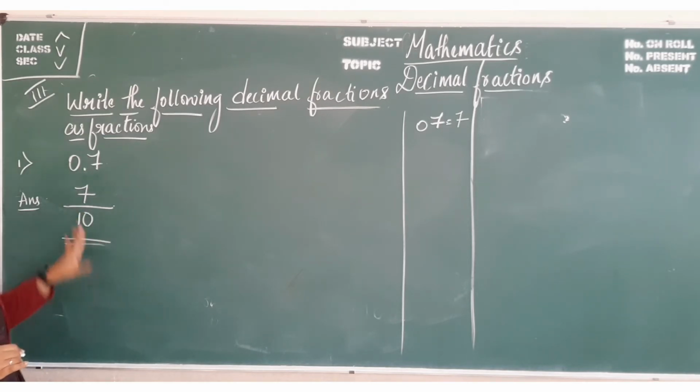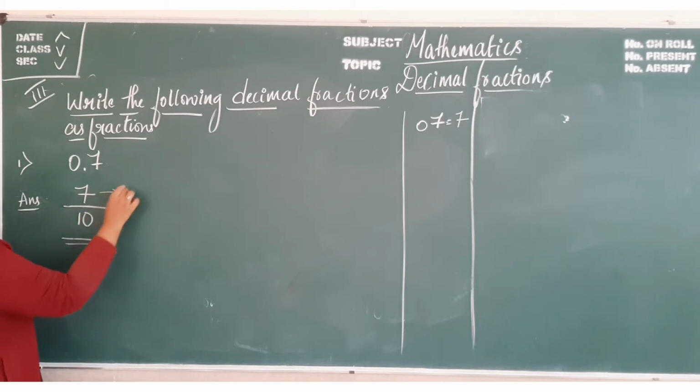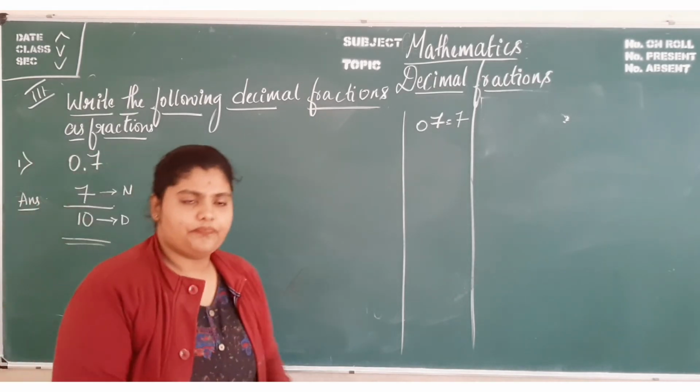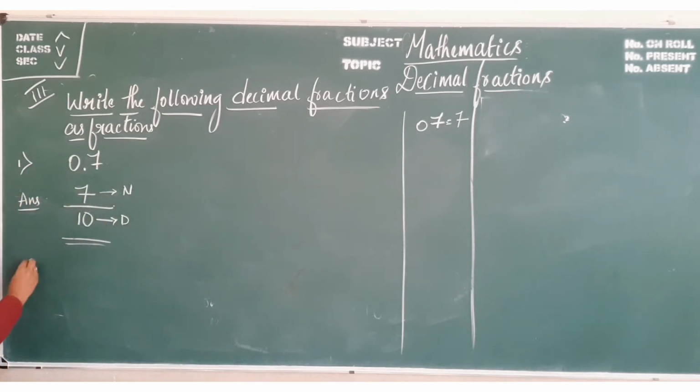So what we should do? We should see the number of digits after the decimal point. Since we have one digit after the decimal point, we wrote 1 followed by 0, which is nothing but 10. So 0.7 is nothing but 7 divided by 10. So we have converted the given decimal fraction to a fraction form. Is it clear? Yes. So here 7 is numerator and 10 is denominator. Is it clear, children? Yes, it is simple. If you keep on doing, it will be easy.